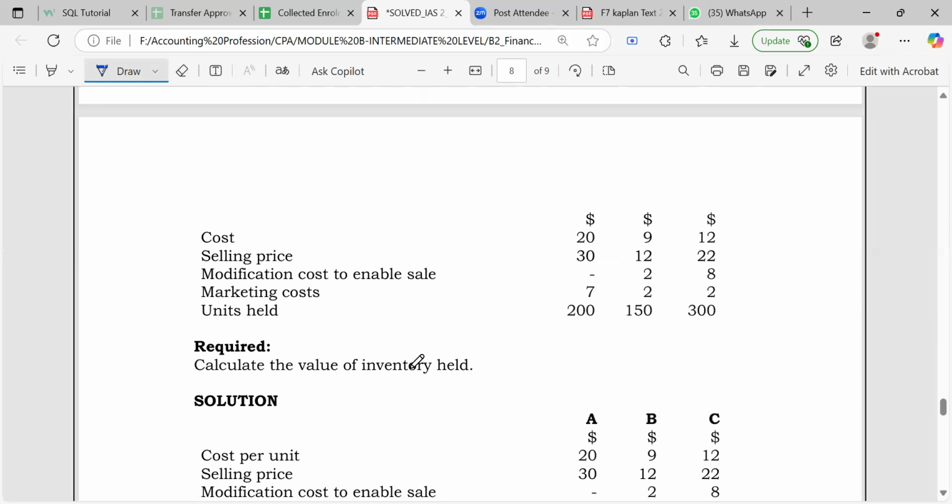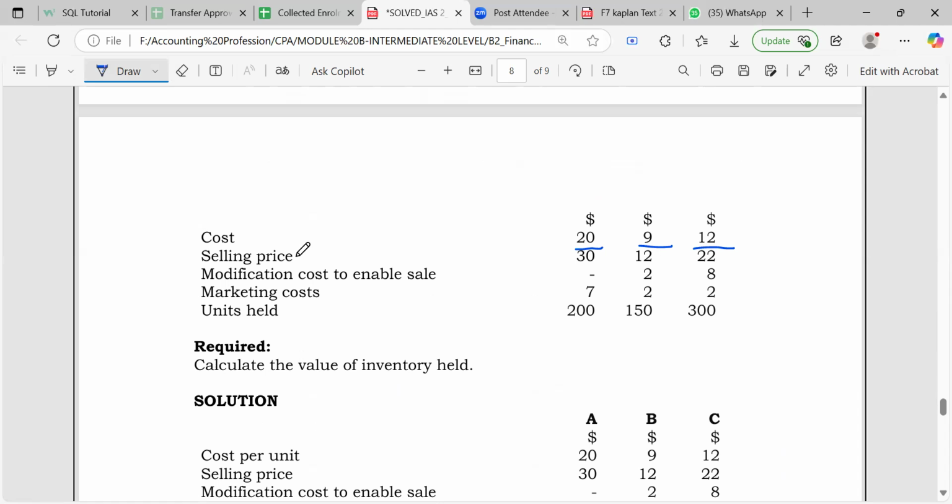You know the rationale, right? Inventory should be carried at the lower of cost and net realizable value. Do we have the cost? Yes. 20, 9, 12. Do you have the net realizable value? Not directly, but we have sufficient information, right? Because we said you take the selling price minus the cost to sell, right?